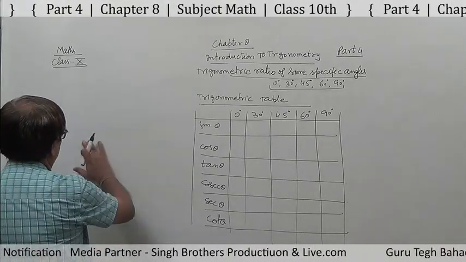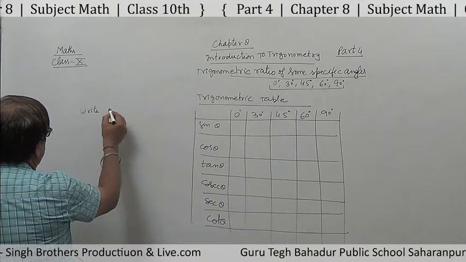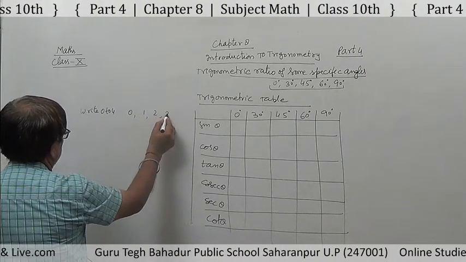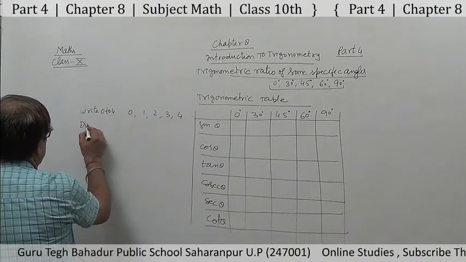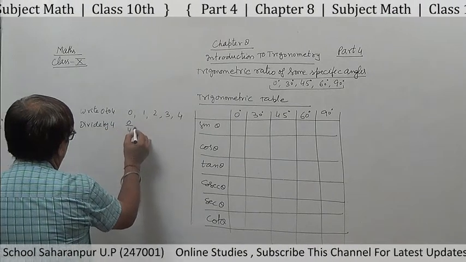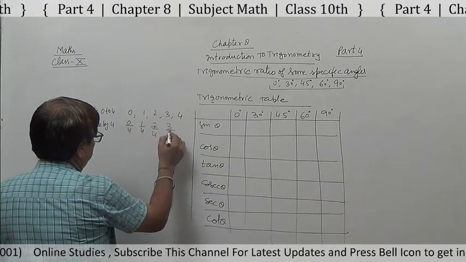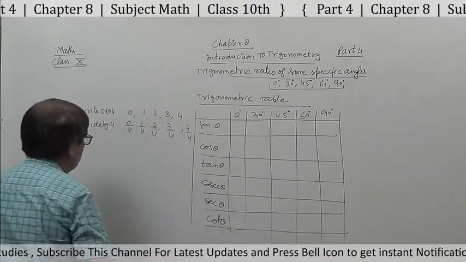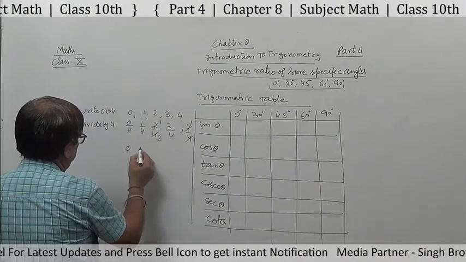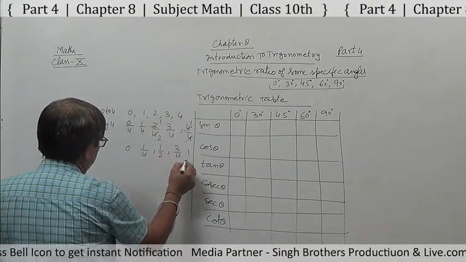This is the simple method to make this table. Write 0 to 4, that is 0, 1, 2, 3, 4. Divide by 4, that will be 0 upon 4, 1 upon 4, 2 upon 4, 3 upon 4 and 4 upon 4. The 4 and 4 cancel, 2 by 1, 2 by 2. So it will be 0, 1 upon 4, 1 upon 2, 3 upon 4, 1.